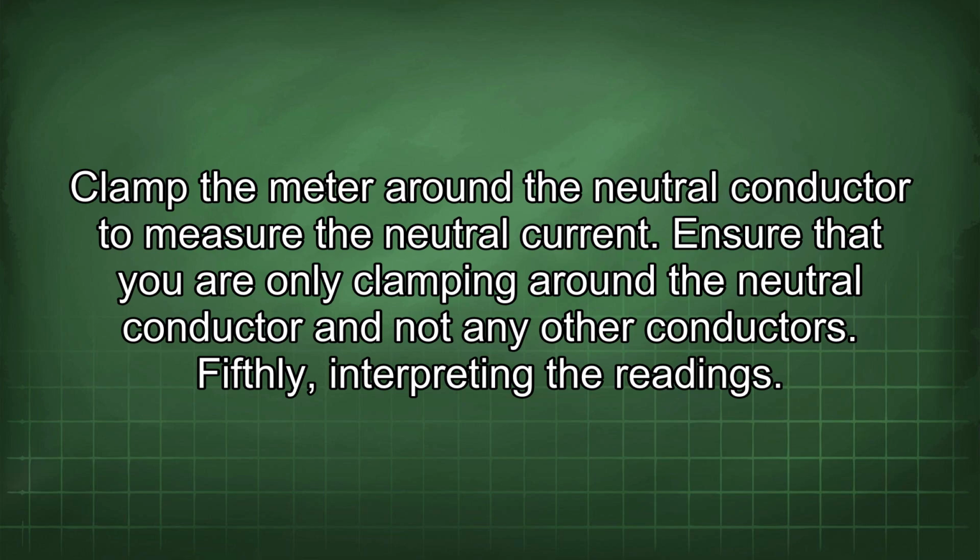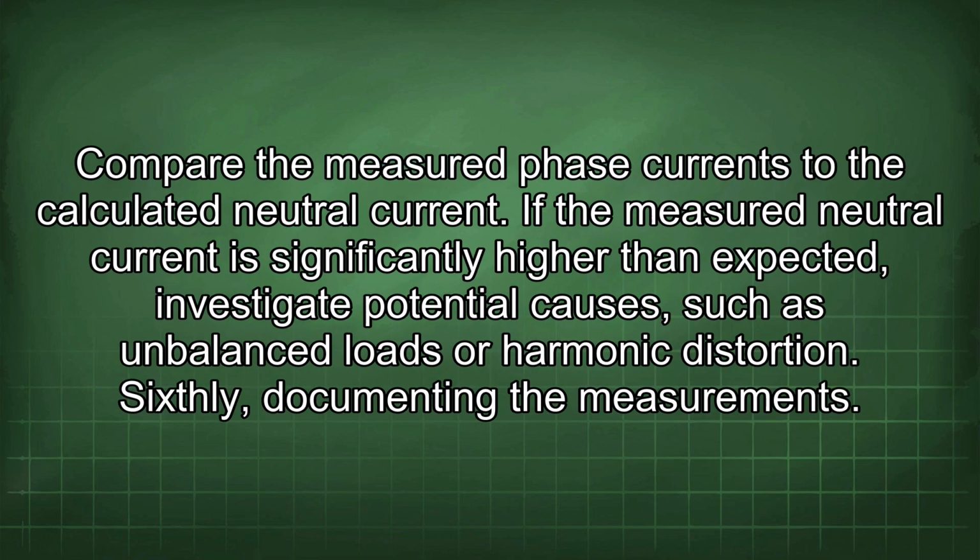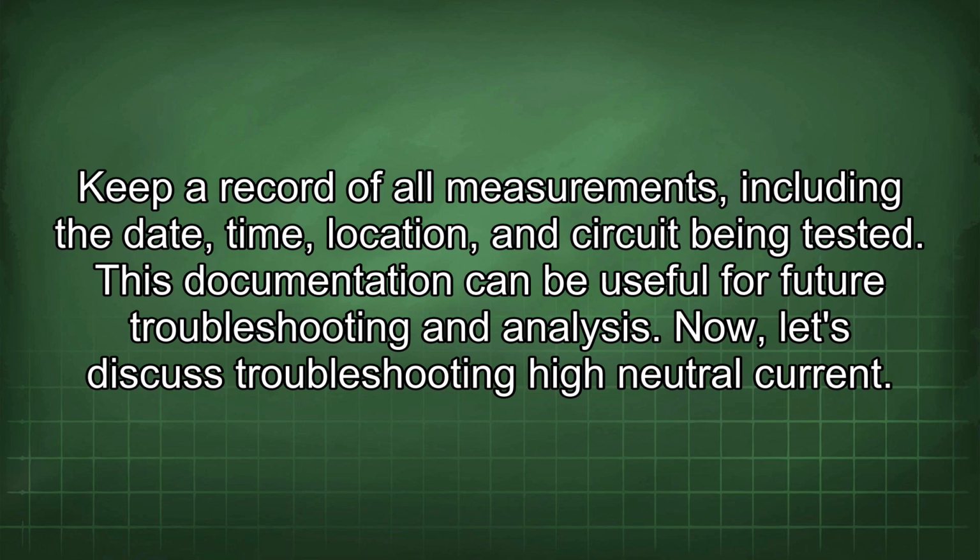Fifthly, interpreting the readings. Compare the measured phase currents to the calculated neutral current. If the measured neutral current is significantly higher than expected, investigate potential causes, such as unbalanced loads or harmonic distortion. Sixthly, documenting the measurements. Keep a record of all measurements, including the date, time, location, and circuit being tested. This documentation can be useful for future troubleshooting and analysis.